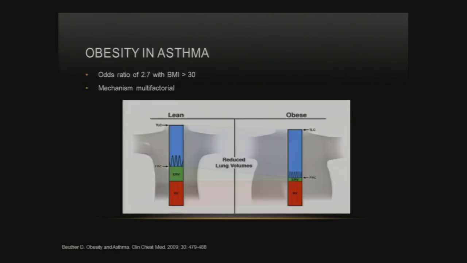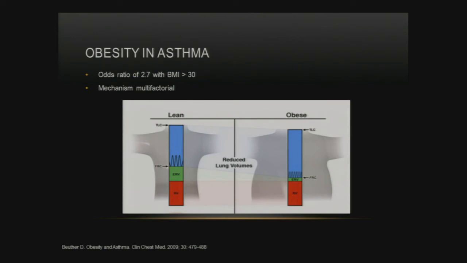Okay, obesity and asthma. In Europe, they have these really cool multidisciplinary asthma clinics where they do a lot of nutritional and weight loss counseling in patients with difficult to control asthma. The mechanism as to why obesity worsens asthma or worsens symptoms of asthma is multifactorial and not well understood, but a couple things are common sense.